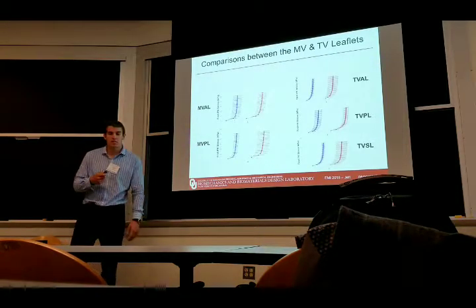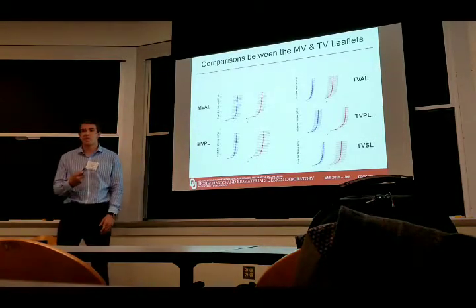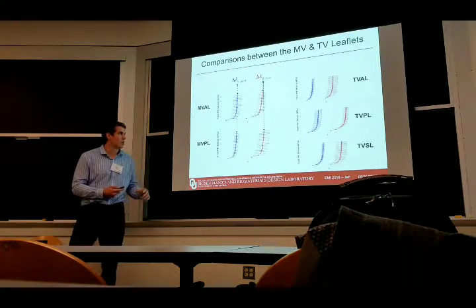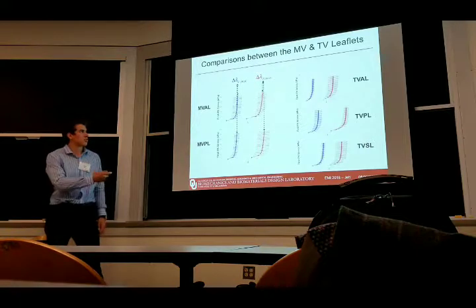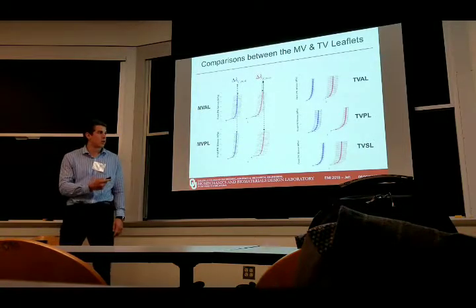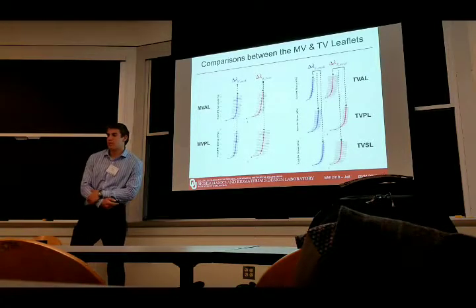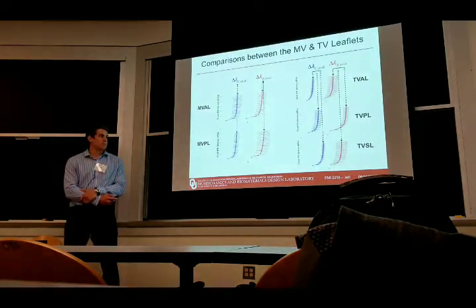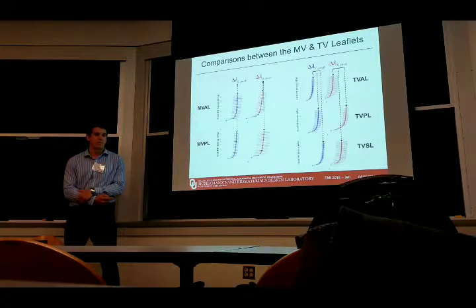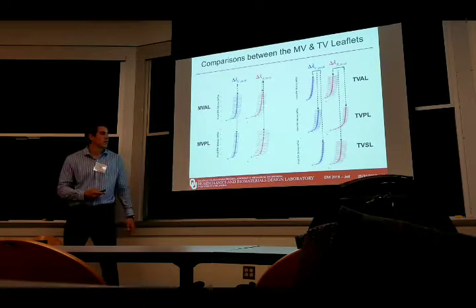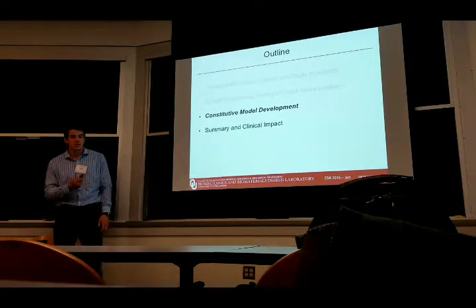So we also found some similarities between the peak stretches of the mitral valve leaflets. There wasn't a ton of difference here between MVAL and MVPL in terms of peak stretches, so you can see a small difference there. In contrast, we saw a lot of difference in the peak stretches of the tricuspid valve leaflets. You can see pretty significant variance. Basically, what we're finding is that these leaflets need to be treated on an individual basis because they have differing material properties. And that leads us to the constitutive model development.